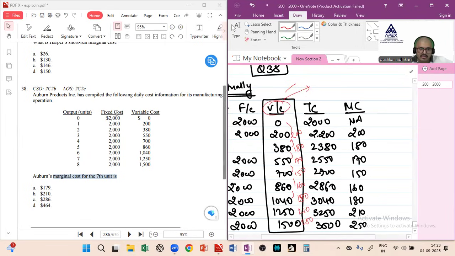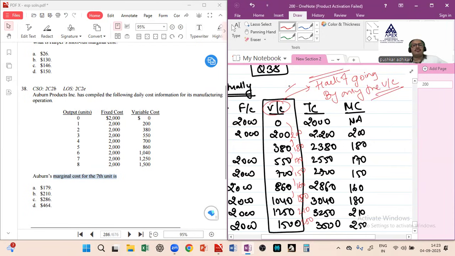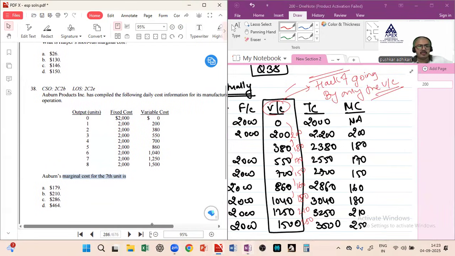So when you are doing a question where the fixed cost is fixed and the variable cost is going to be changing, always use the hack of going by only the variable cost. Always use the hack of going by only the what? The variable cost. Always use that particular hack. Right, guys? Please try to understand this particular concept.